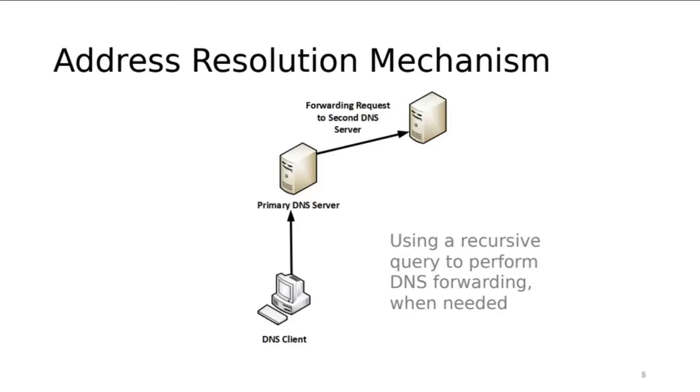The address resolution mechanism used by DNS. The first method is recursive, using a recursive query to perform DNS forwarding when needed. So here I have a client. The client has a DNS client installed on it. It is sending the query to the primary DNS server. The primary DNS server, if it does not have the answer, if it does not know about this record, will send it to the second DNS server. So it's called recursive.